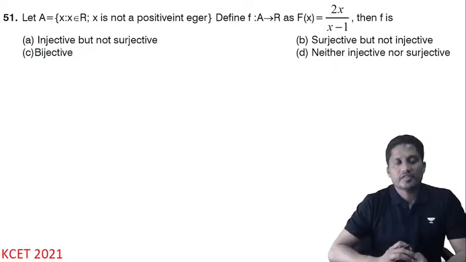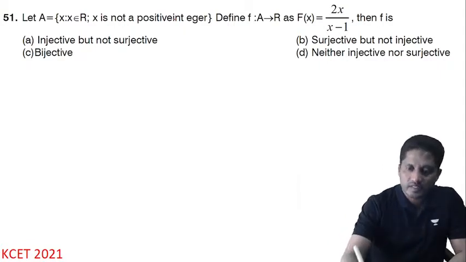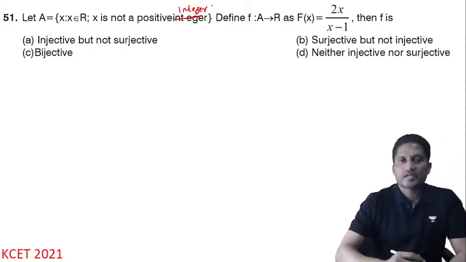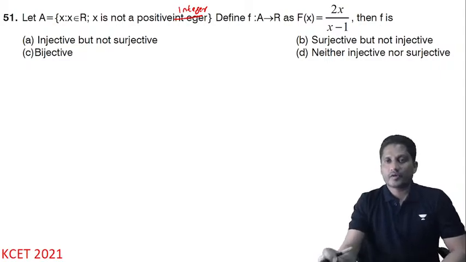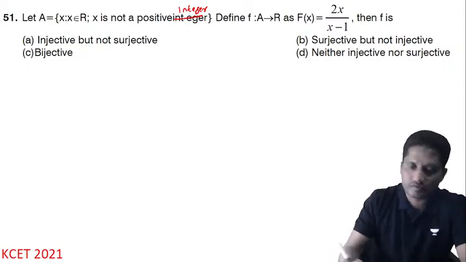f is a function, x belongs to R, x is not a positive integer. Okay, define f from A to R, f of x is equal to 2x upon x minus 1. You should check one-to-one and onto.